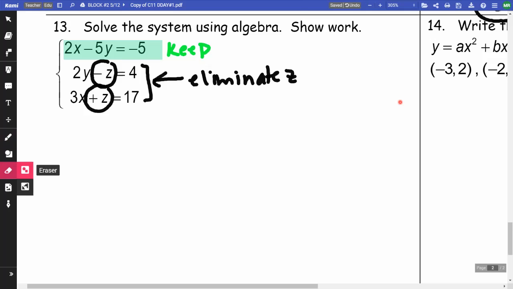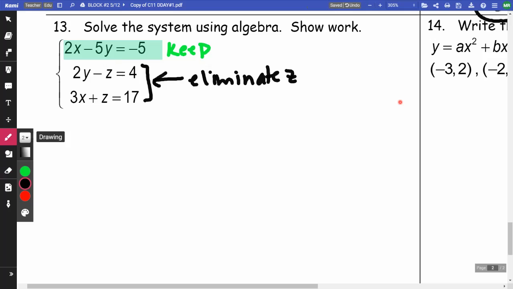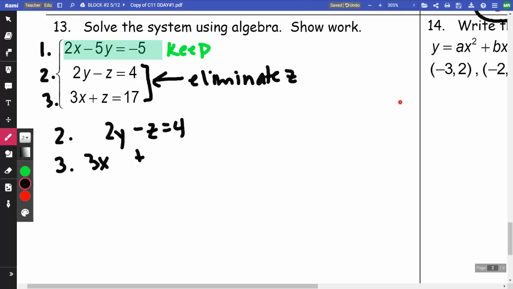So let me take these two equations. Again, I'm going to call this one 1, this one 2, and this one 3. I'm going to take equation 2 and leave space for my x: 2y minus z equals 4. And equation 3, which is 3x plus z equals 17. I'm going to add those together.